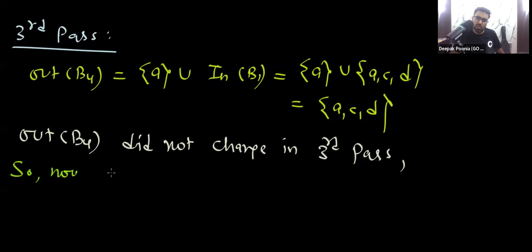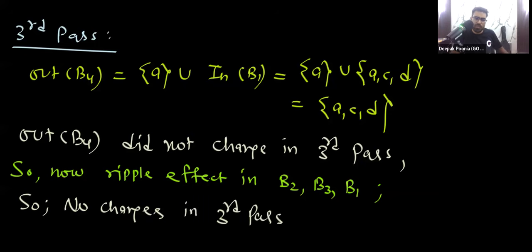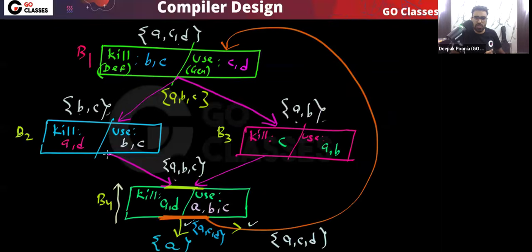So now ripple effect. Okay, there will be ripple effect in B2, B3, B1. Okay, so no changes in third pass. In the third pass, no changes. So stop analysis. Okay, you got your final answer. Is this clear? That's it. So you can see this is the final answer.